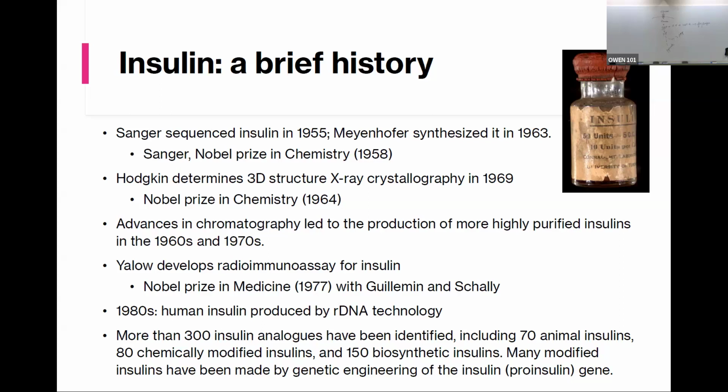Nowadays, we have so many different insulin analogs. About 70 animal insulins, but nobody uses them anymore nowadays, especially in the US. Then 80 chemically modified insulins, and another 150 biosynthetic insulins and so on. Mostly it's done by genetic engineering, modifying the DNA sequence, and then you transcribe and translate it into protein in the cell.